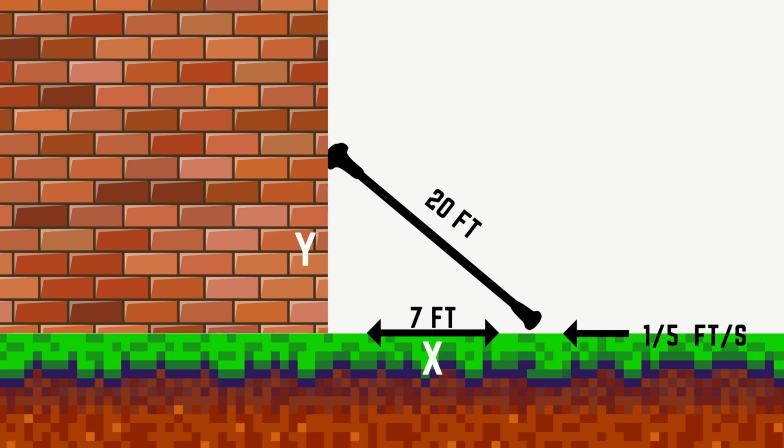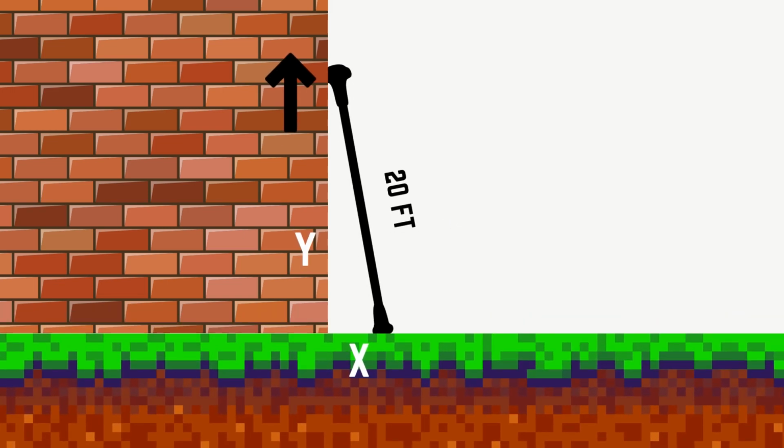We can see the 20 feet pole rests on the wall. At first, let's say the bottom of the pole we call X and the top of the pole is Y. X is given as 7 feet away from the wall. However, when we push it towards the wall at the rate of 1 over 5 feet per second, the value of X is decreasing. And we want to find the rate of the top of the pole, or Y, moving up after 10 seconds.